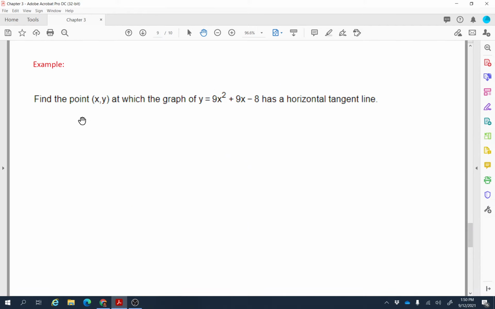So here is another problem. Find the point (x, y) at which the graph of this function has a horizontal tangent line. Remember, a horizontal line means the slope of the line would be 0. For any horizontal line, the slope is 0. So what we have to do is find the slope of this curve and equate that slope with 0, because the tangent line is horizontal, and solve that equation for finding x and y.